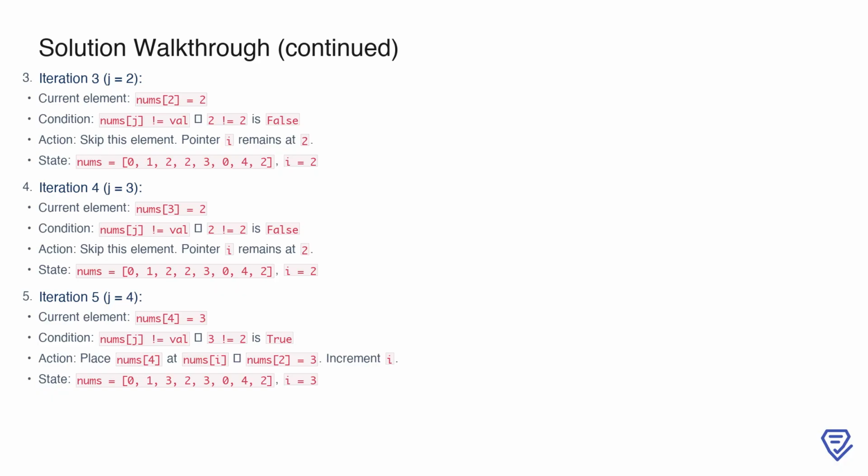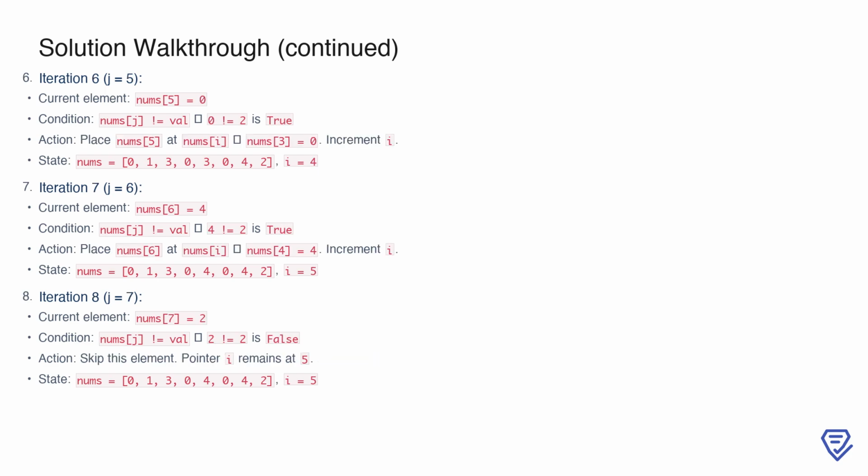In the fifth iteration, however, the current element is nums[4], which is 3. Since 3 is not equal to 2, we place it at the position pointed to by I, which is nums[2]. The array updates to 0, 1, 3, 2, 3, 0, 4, 2, and I is incremented to 3. In the sixth iteration, the current element is nums[5], which is 0. Since 0 is not equal to 2, we place it at nums[3]. The array updates to 0, 1, 3, 0, 3, 0, 4, 2, and I is incremented to 4.